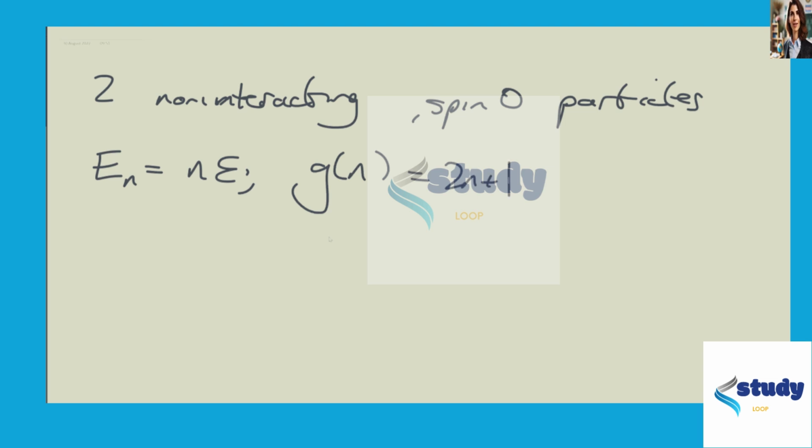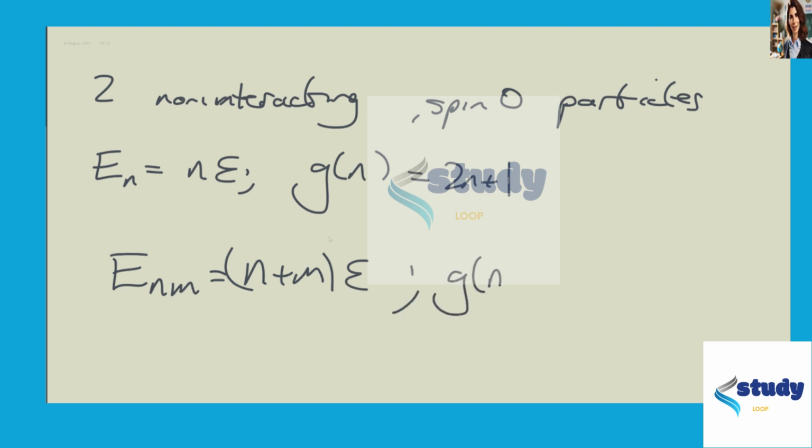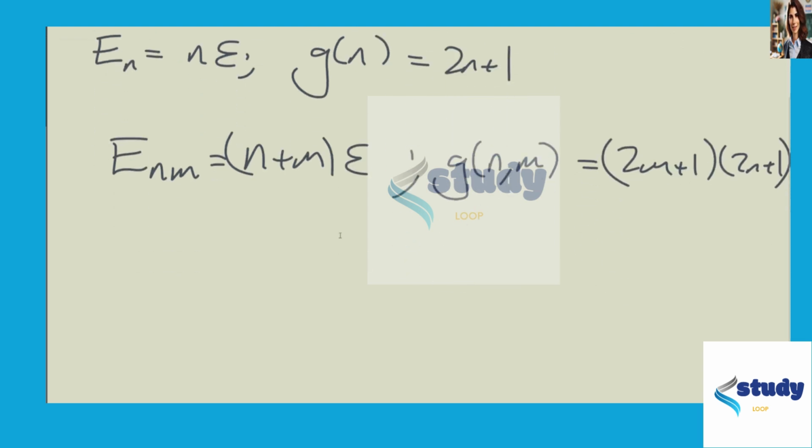So let's say that one of them is in state n and one of them is in state m. Then the combined energy, E_nm, is going to be n plus m times epsilon. And the combined degeneracy, g_nm, is just going to be the product of the two, 2n plus 1 times 2m plus 1. So let's say that their total energy has fixed value, E equals N epsilon.